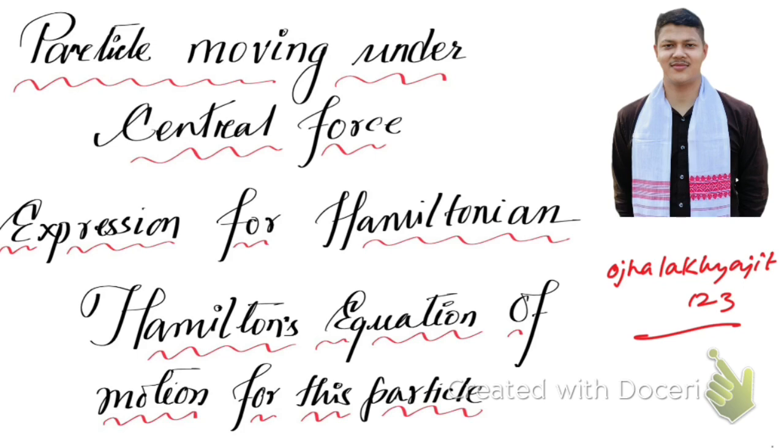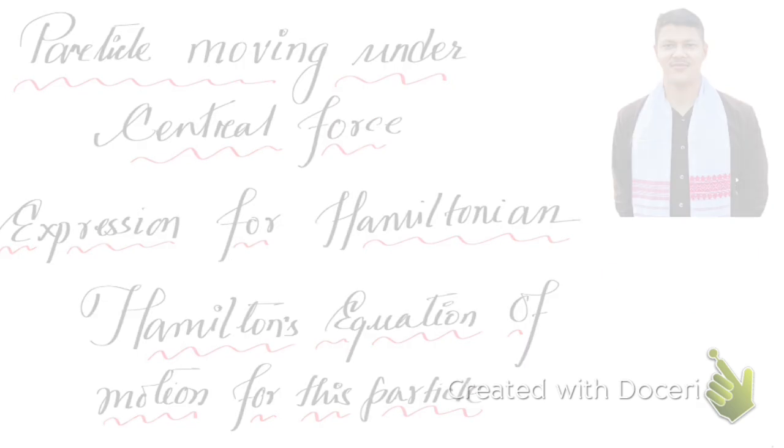Okay, so now let's start. What do you mean by a particle under central force? Suppose we have a particle moving along a curved path, and a force is acting on it, acting towards a fixed point, suppose O. It may be attractive or it may be repulsive as well. Then this force, which is directed towards a fixed point, is known as central force.